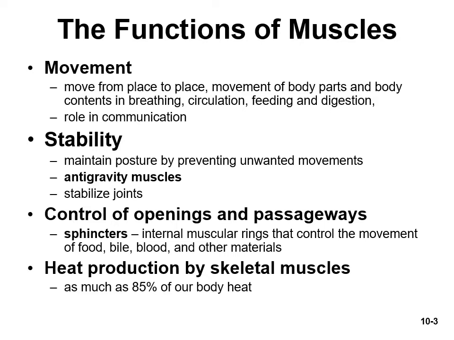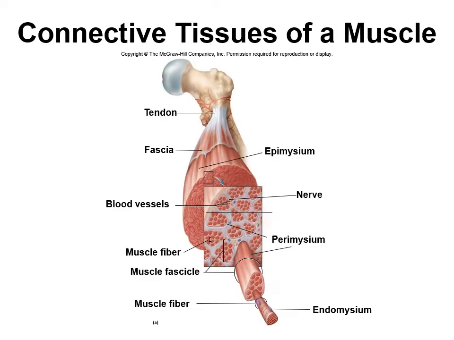Remember from lecture that the muscular system functions for movement, stability, control of openings and passageways, as well as heat production. We do not have a model showing the whole muscle with the connective tissues of the muscle, but you are responsible for knowing the connective tissues and how a muscle is organized.